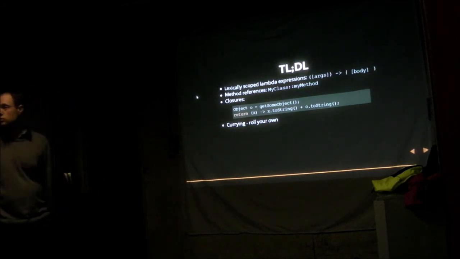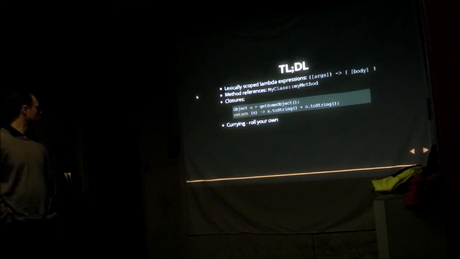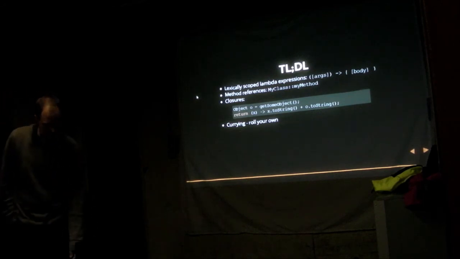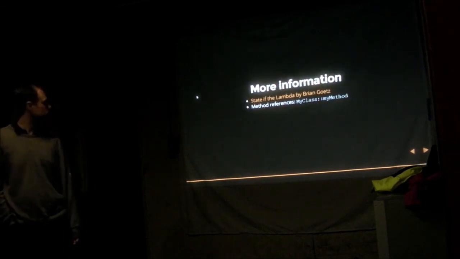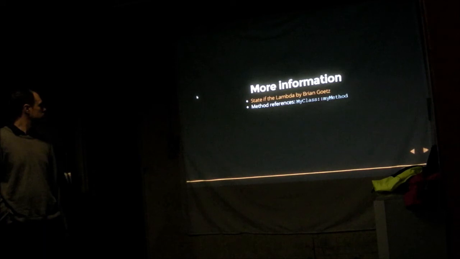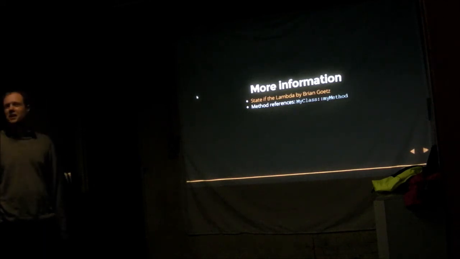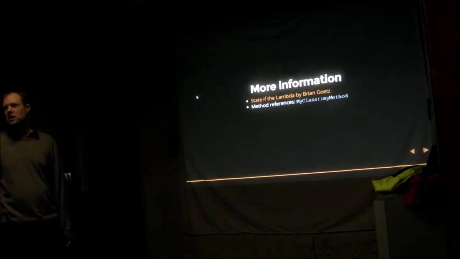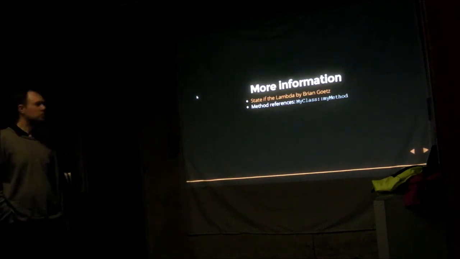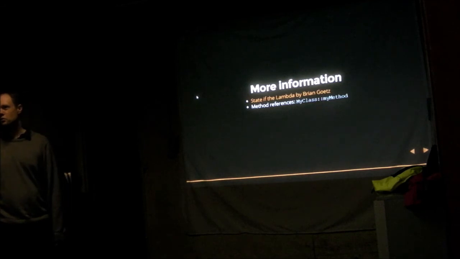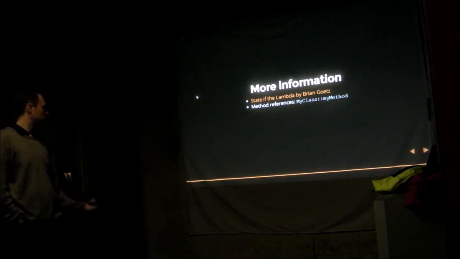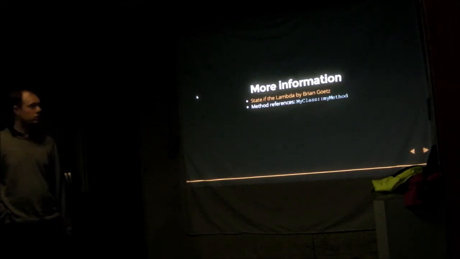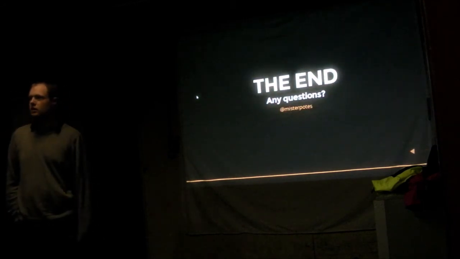So, method references, double colons, closures, as we showed, and currying, you have to roll your own. Yeah, so that's actually about it. If you want more information about Lambdas, there's an excellent article, State of the Lambda by Brian Goetz, who basically was responsible for designing a lot of how Lambdas work. And that's the second bullet point. There's also a load of introductory stuff on the Java website, which gives you a little bit of information about how to decide when you need to use a Lambda and so on, which I haven't touched on so much. So that's it. Any questions?